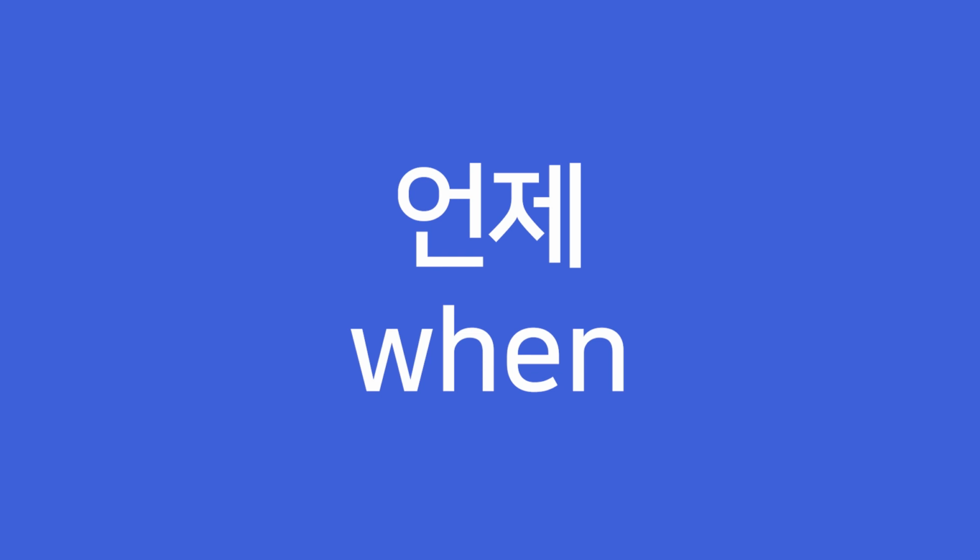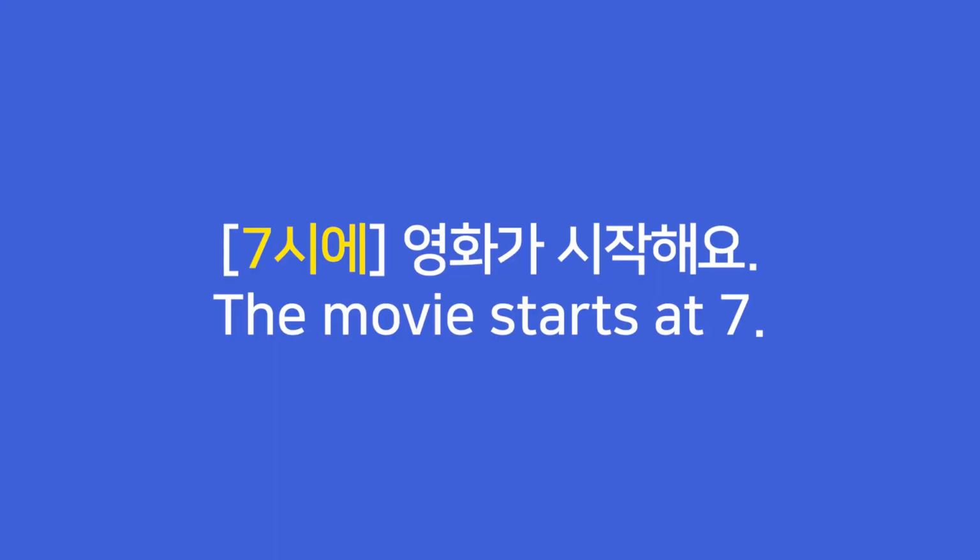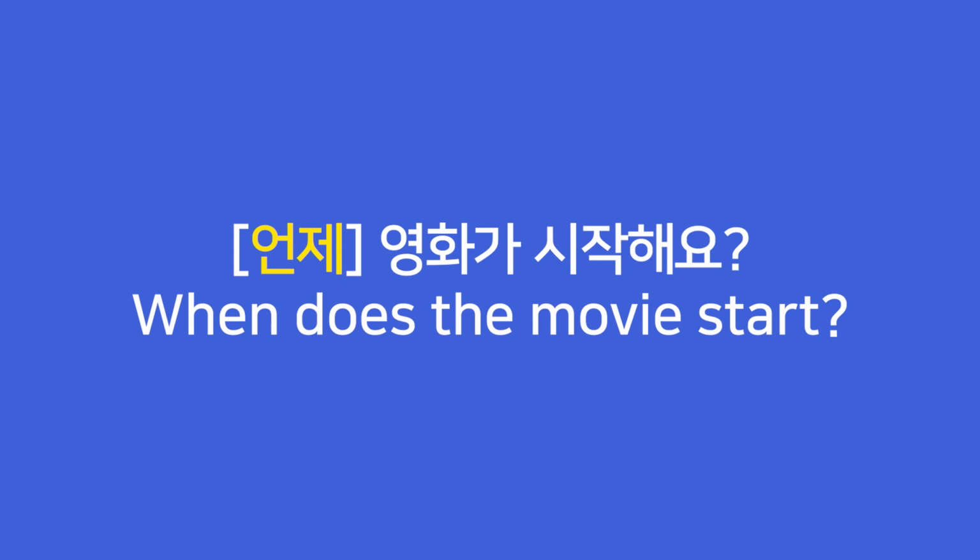Now let's look at when. When in Korean is 언제. And when you want to ask when is something, all you need to do is replace the time indicator with 언제. For example, let's look at this sentence. 7시에 영화가 시작해요. The movie starts at 7. So if you want to ask, when does the movie start? All you need to do is replace 7시에 with 언제. 언제 영화가 시작해요?